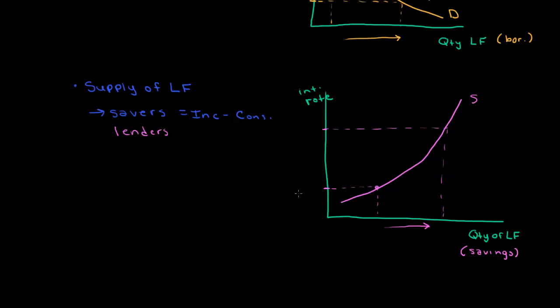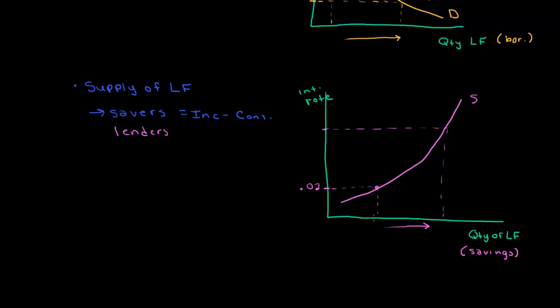Similarly, at lower interest rates, if the interest rate was only, let's say, 2%, then what's the opportunity cost of consuming $1 today? You would have had $1.02 a year from now. That's a lower opportunity cost in terms of what you're giving up by consuming that dollar today. So that's why at a lower interest rate, the quantity of money supplied in the market for loanable funds, or the quantity of savings, is going to be much lower.